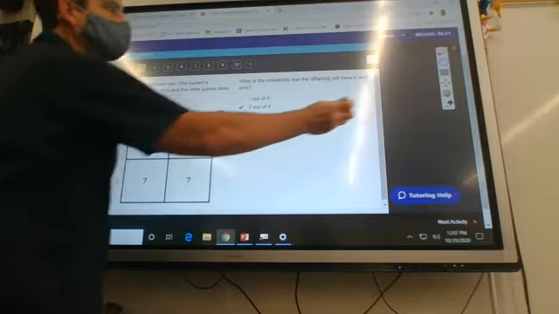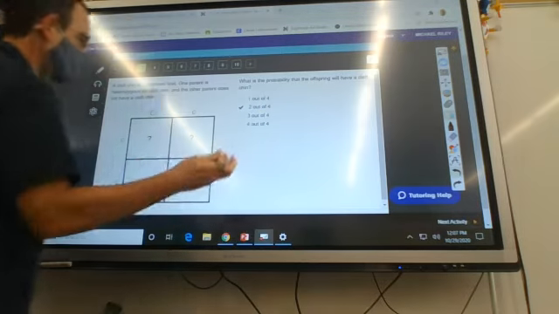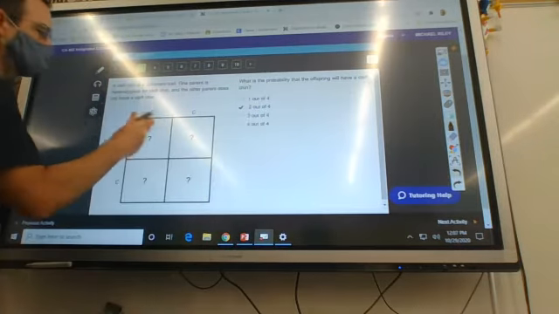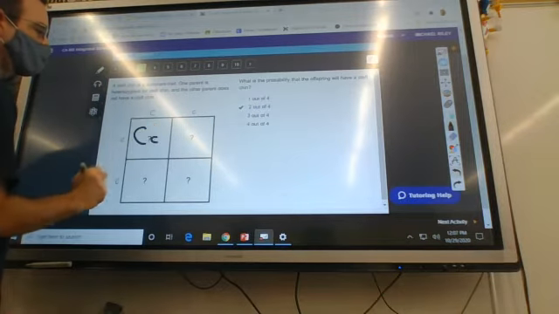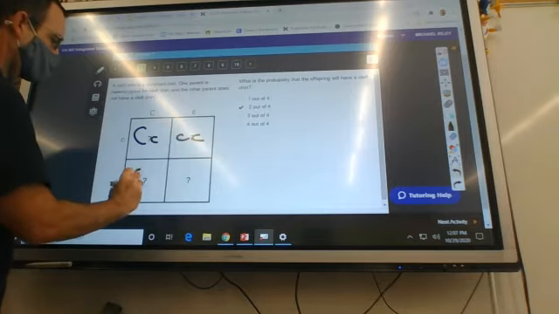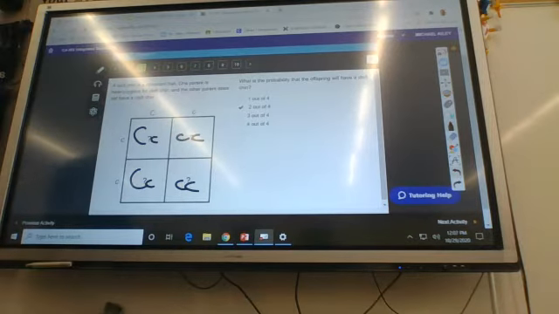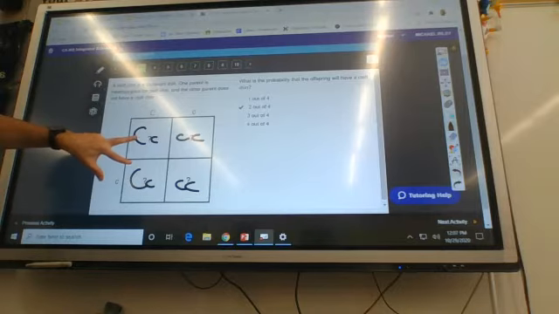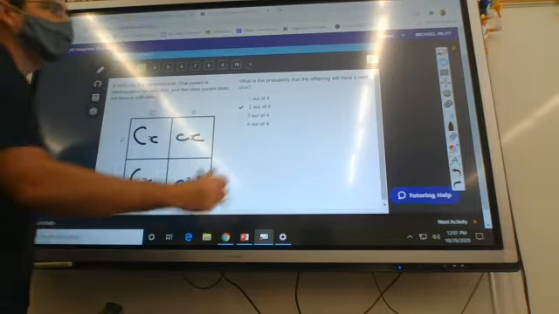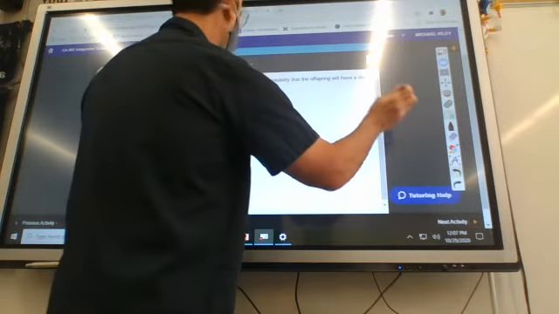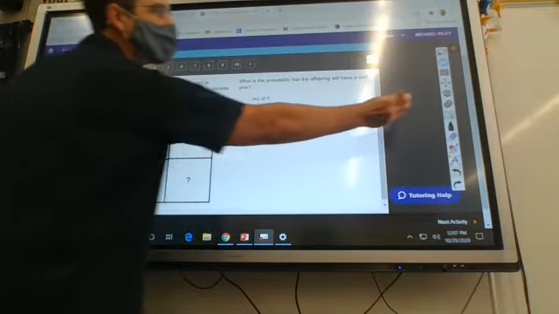The best thing to do is to draw the Punnett square and fill it in. I mean, don't be lazy about it. It doesn't take that long, and you get the right answer. So what is the probability of having a cleft chin? 50%, or 2 out of 4. Okay, again, don't be lazy with it. It doesn't take that long.